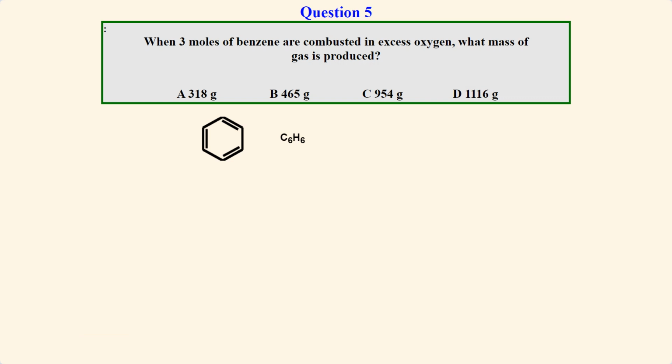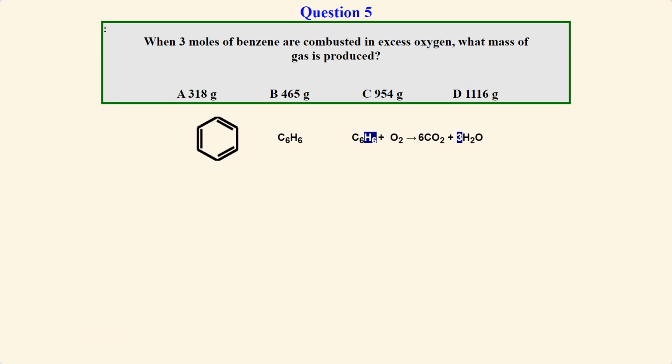Now we need to write the combustion equation, and there we have the equation, and we need to balance it. On the left hand side we've got 6 carbon atoms, so we need 6 carbon atoms on the right. If we put a 6 in front of the CO2, then we get 6 carbon atoms. Looking at the hydrogen, we've got 6 hydrogen atoms on the left. To get 6 hydrogen atoms on the right, we need to put a 3 in front of the H2O. 3 times 2 is 6 for the hydrogen.